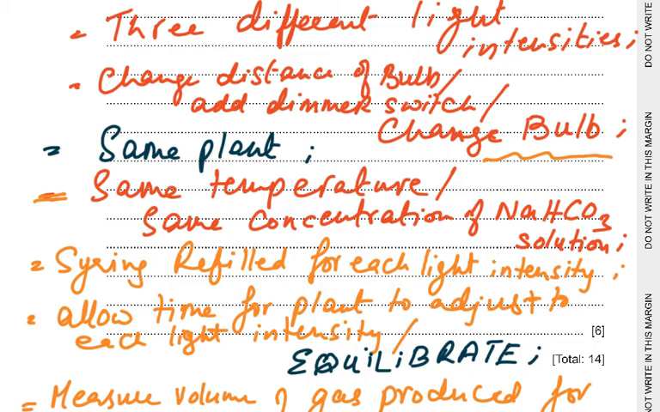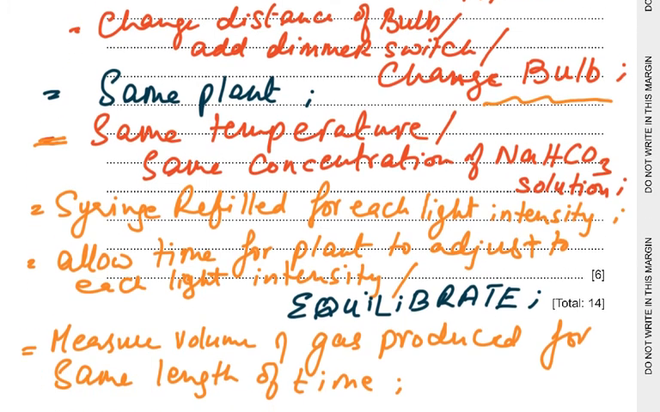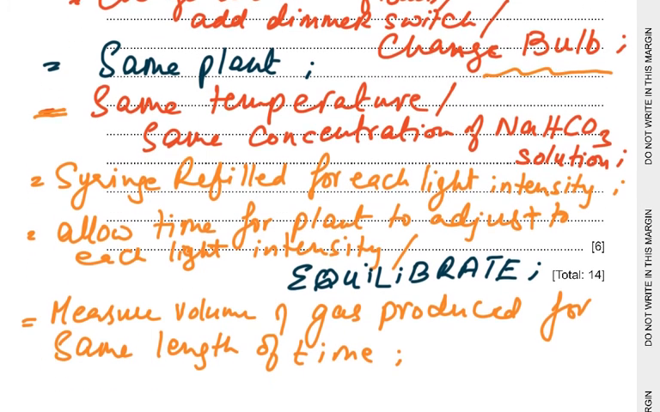Then syringe refilled for each light intensity, then allow time for the plant to adjust to the light intensity, which means allow time to equilibrate. Please get your English right. Allow time for plant to equilibrate means to come into equilibrium with the environment. And then, of course, the last point is measure the volume of gas produced for the same length of time. So if you say you want to measure the volume for 10 minutes, or for 5 minutes, or for 15 minutes, well, please specify that.